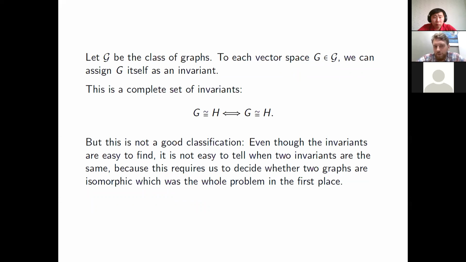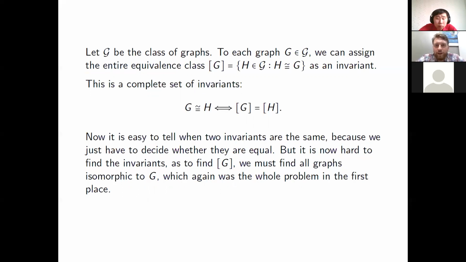We should say why it's not a good classification. Well, it's easy to find the invariants. The invariant of a graph is just the graph, so you don't have to do anything to find the invariants. The problem is that telling whether two invariants are the same is hard. Two invariants are the same if the two graphs are isomorphic, and that was the whole problem in the first place. So this is a bad classification because it doesn't simplify anything. You reduce the problem to itself. This is a case where the equivalence relation on the invariant should be simple.